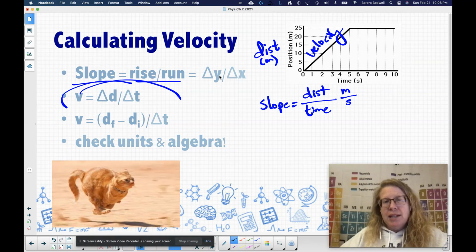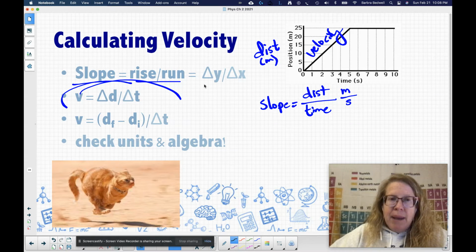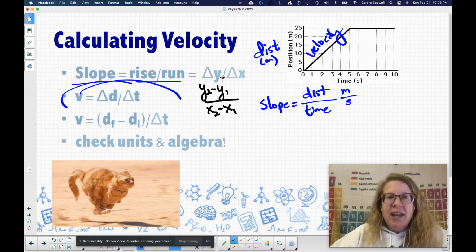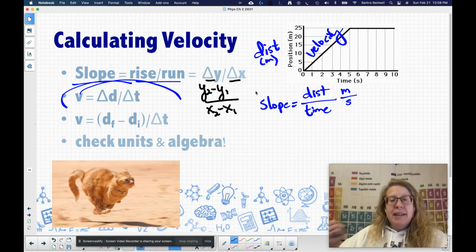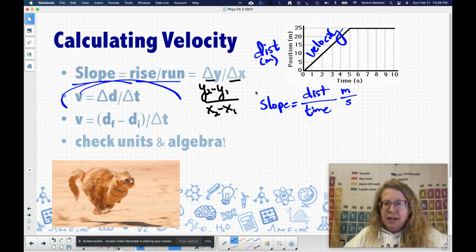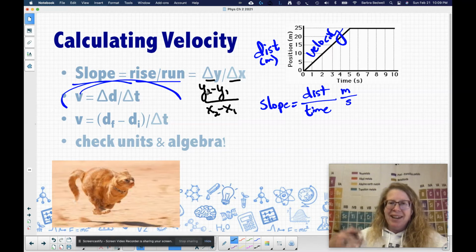But I think they use a slightly different notation in math class. So in math class, they would write it this way: y2 minus y1 divided by x2 minus x1. That would be the same thing as saying delta y over delta x. And that makes a lot of sense in math class. It certainly does. In physics, they use a slightly different notation. And so I just want to warn you about this. We would say that the y1 is where it's starting. It's an initial position or its initial time. And then y2 would be its ending time or its final time.